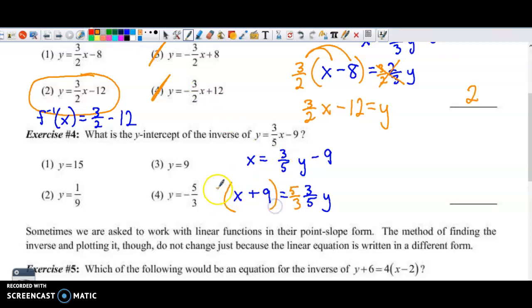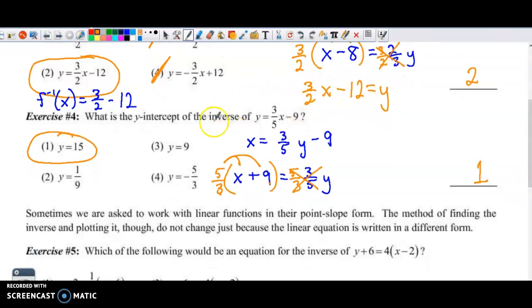Now, I really only care about the y-intercept. So as I move into slope-intercept form, I really don't care that the slope is 5/3 x. But what I do care about is that 9 times 5, or how about this? You can actually do 9 divided by 3 first, which is 3, times the 5 is 15. So the y-intercept would be option 1, 15.